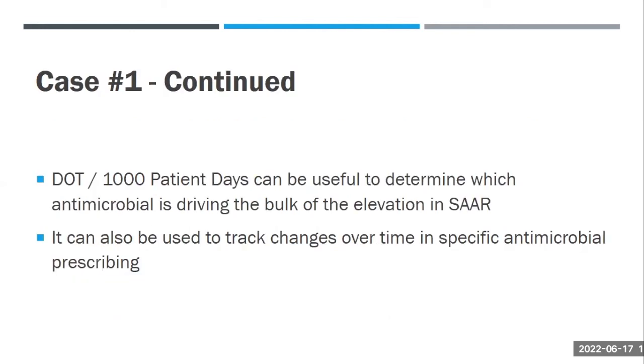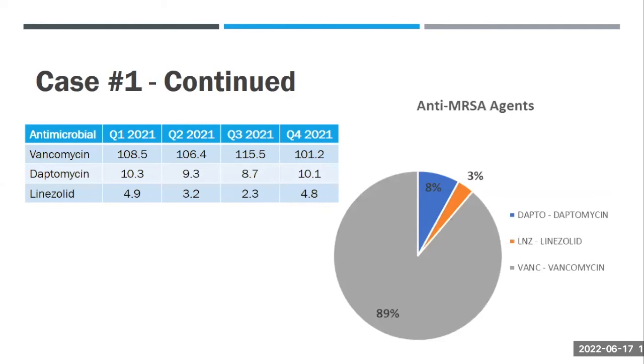So continuing that same case, looking at DOT per 1,000 patient days, this can be useful in determining which antimicrobial is driving the bulk of the elevation in SAAR. We know that as a whole, that preset NHSN standardized grouping of the gram-positive agents was elevated compared to what we expected. But if we want to get the most bang for our buck, we can look at the DOT data to determine: is there one specific antimicrobial agent that's driving the majority of use, or is it elevated across all the agents in that grouping? Additionally, this data set can also be useful for tracking changes over time for that specific antimicrobial. And so we have the components of that grouping.